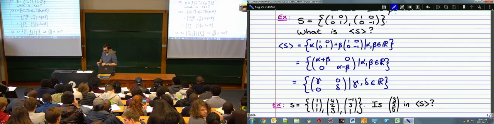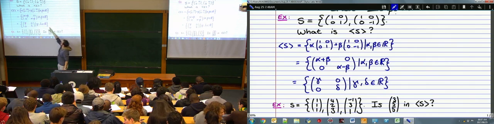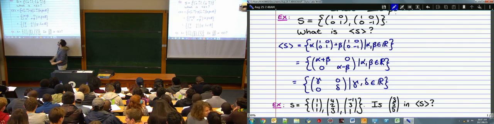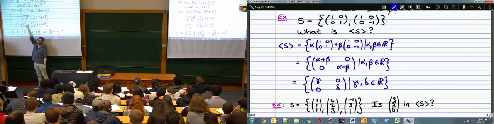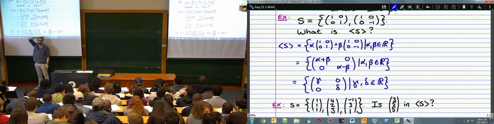Could we say that the set generated by these two matrices, you want to describe this as the x and y axis? No, it's not clear what I mean. This is a matrix, right? So how do you think that this is the x or the y axis?